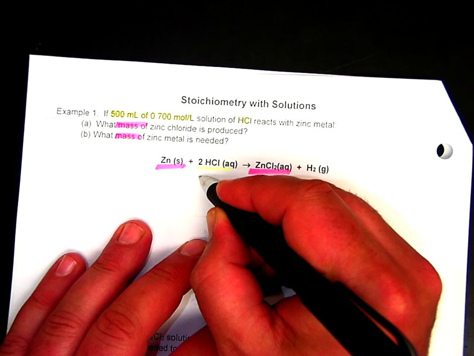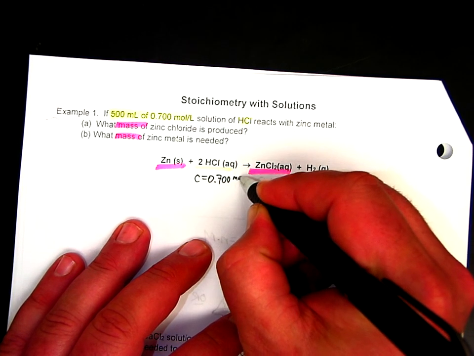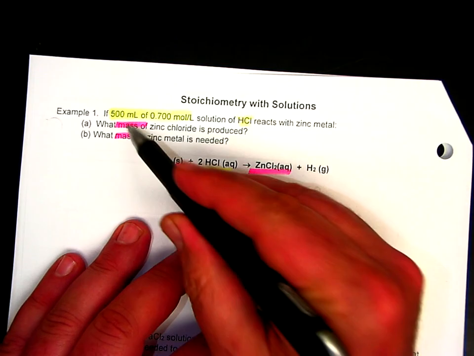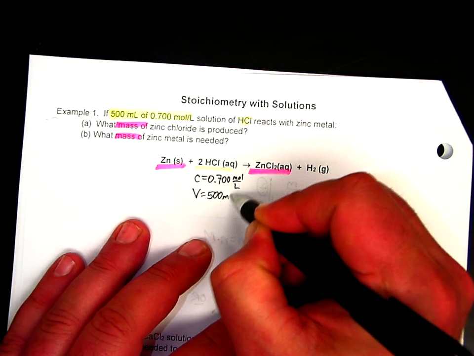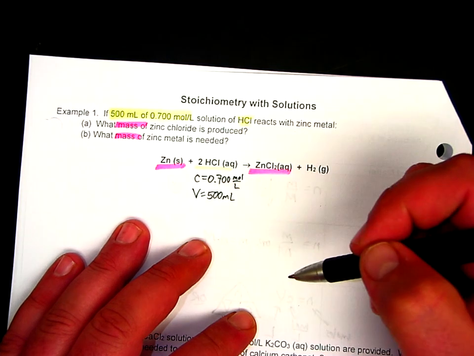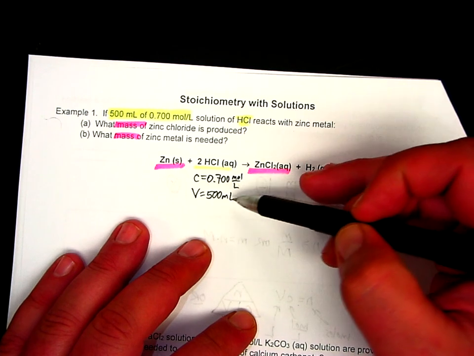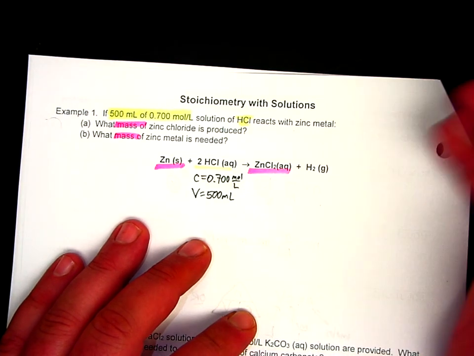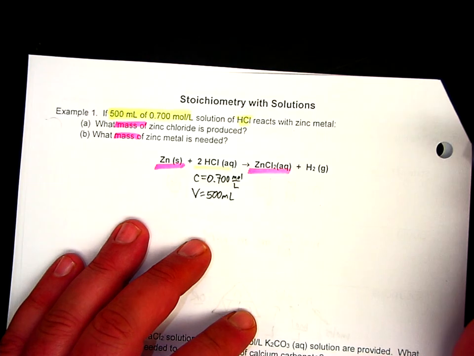Okay, so the concentration is 0.700 moles per liter. I've got a volume, which is 500 milliliters. And now I need to find the moles. Okay, so there's a couple of little differences here. First of all, I got to make sure these units match. And they don't right now. So this is in milliliters. I need it in liters.